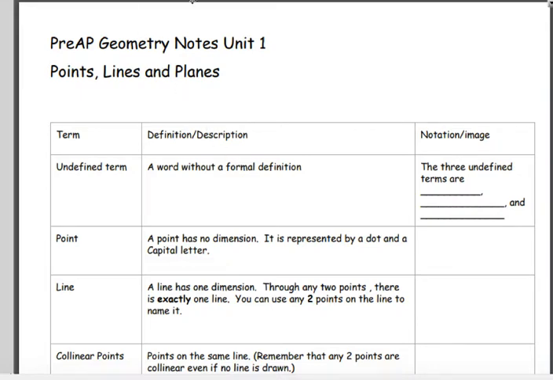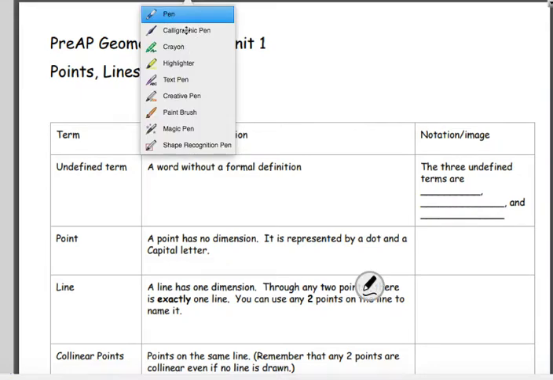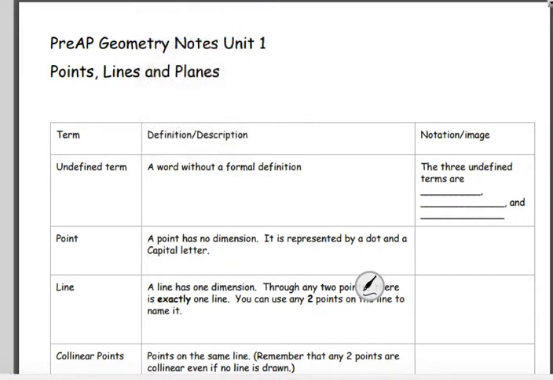But our first term is undefined term, which is kind of funny to define terms that are undefined. It is a word without a formal definition, but of course we're going to try to describe what these words mean. The three undefined terms are point, line, and plane. So those are the three terms that are the undefined terms in geometry.